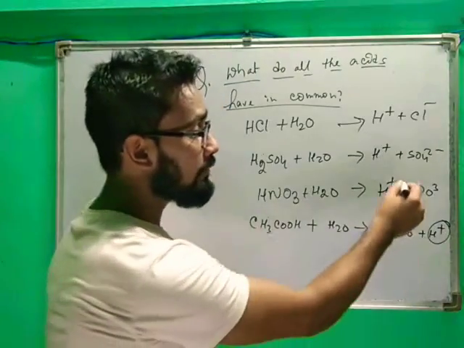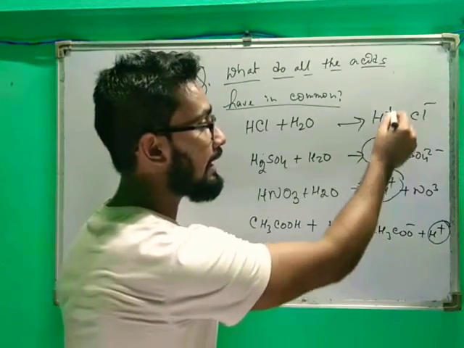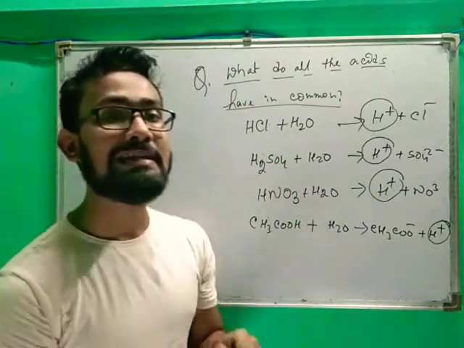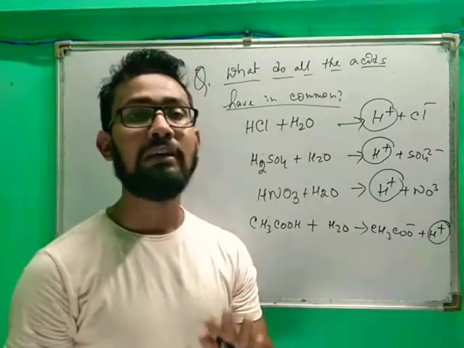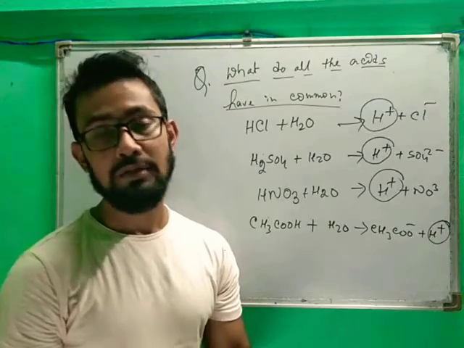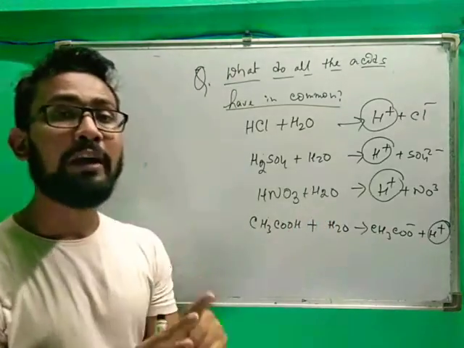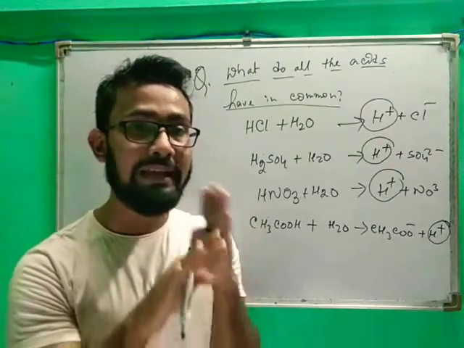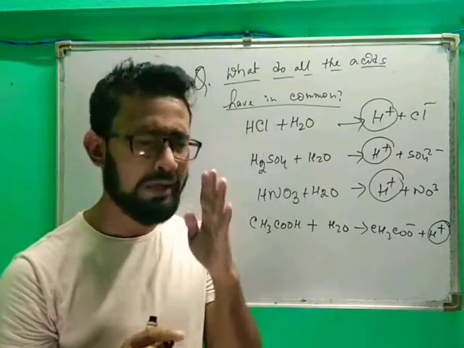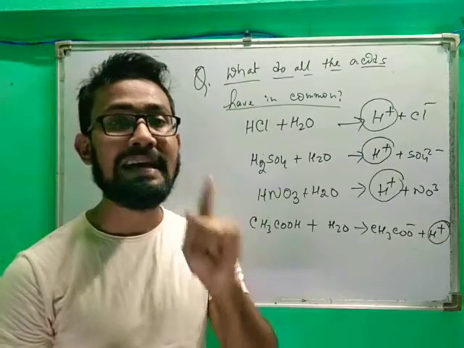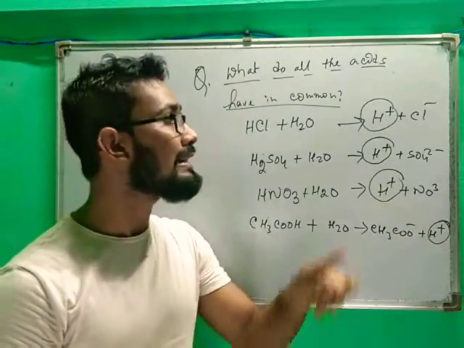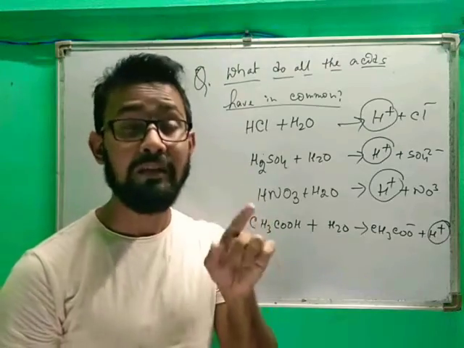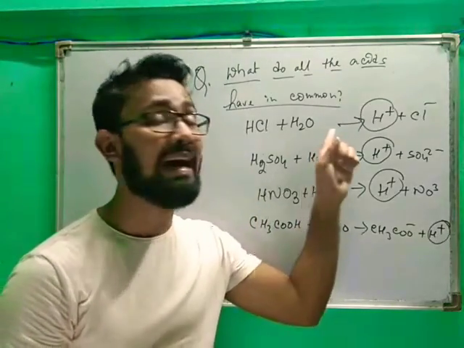If you observe, clearly one thing is common in every case: all the acids produce hydrogen ions in their solution. So this is the common property of all acids. Whether you are talking about any strong acid or any weak acid, the common thing, and this is very important, is that every acid produces hydrogen ions in its solution.